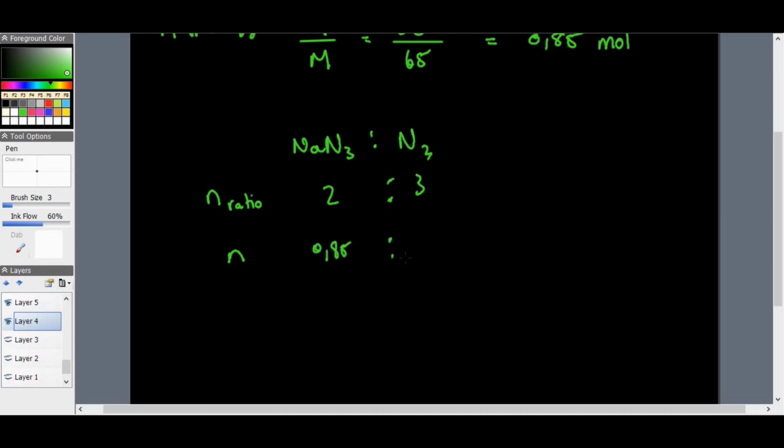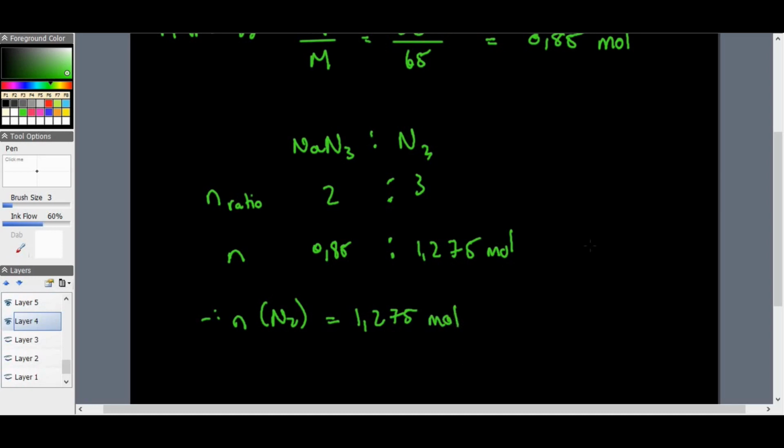So if you want to find out how many moles of nitrogen gas was produced, we'll take the actual divided by 2 multiplied by 3, which is the same as times it by 3 over 2. That should give us 1.275 mole. Okay, so therefore the number of moles of nitrogen gas that was produced is 1.275 mole.